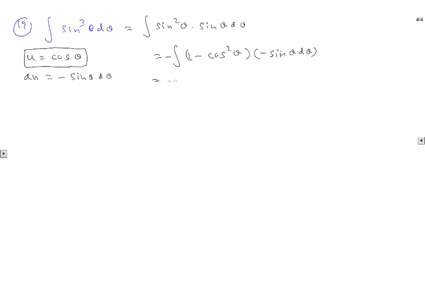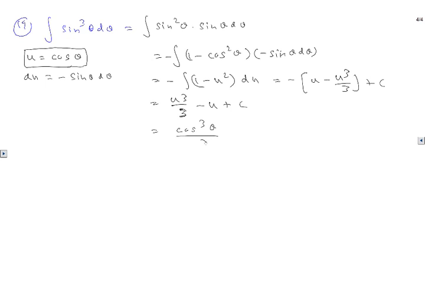Now we can substitute, so it becomes negative times the integral of 1 minus u squared. This whole thing is simply du. So this is a very easy integral. If you integrate, you get negative, u minus u cubed over 3 plus c. If you bring this sign inside, you get u cubed over 3 minus u plus c. Now you can substitute. Once you substitute, you get cosine cubed theta over 3 minus cosine theta plus c. Make sure that you bring it back to the original variable.